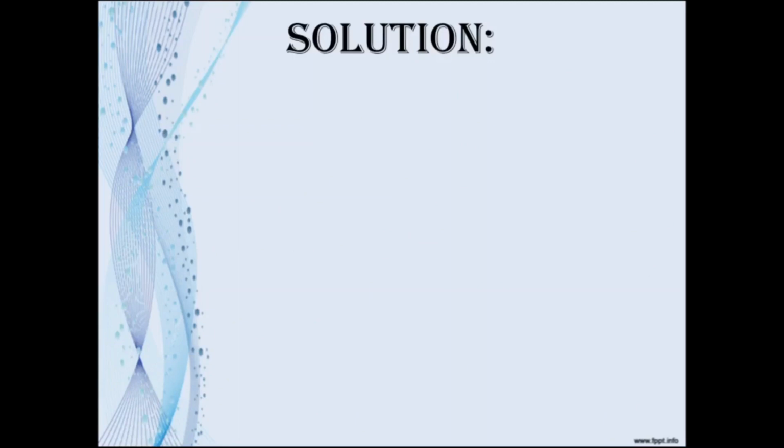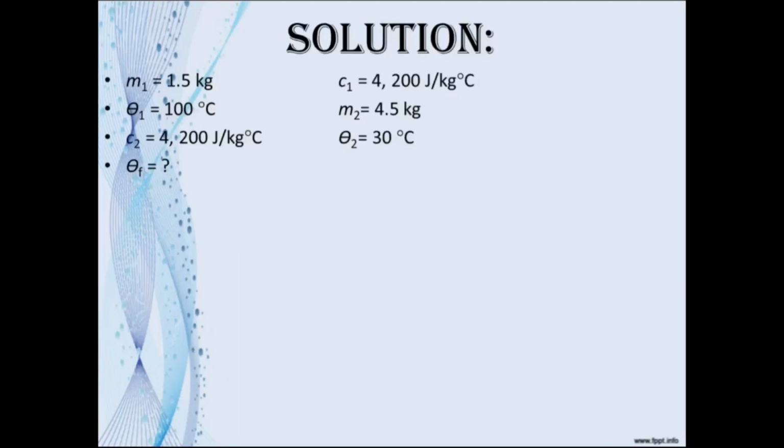Our solution? We start off by listing our givens. So the mass of the hot water is 1.5 kilograms. Since it is water, its specific heat capacity is 4,200 joules per kilogram degrees Celsius. The initial temperature of the hot water, since it is boiling at sea level, would be 100 degrees Celsius.